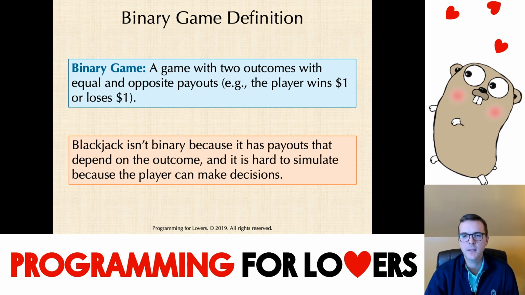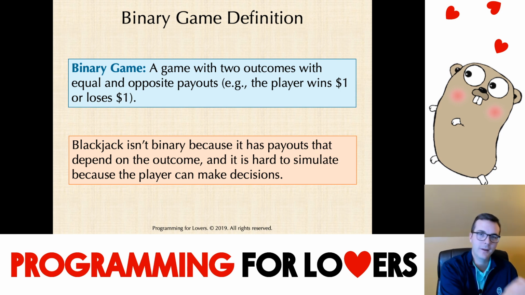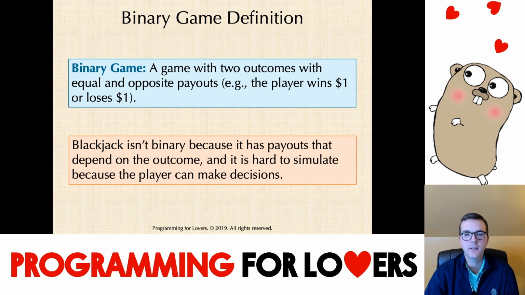And something like blackjack isn't binary because you have payouts that depend on the outcome. If you get a blackjack, then you get paid a little more than your original $1 back. There are options to gamble more or wager more as you go through the game. And it's also harder to simulate because I would need a fixed table of decisions, and it doesn't represent the complexity of the game because the player can make many different decisions, even though it's a game of chance. So we might look at what would be a suitable binary game.